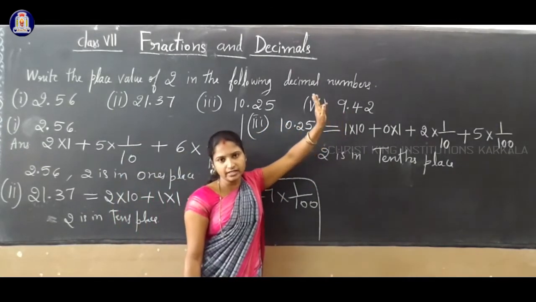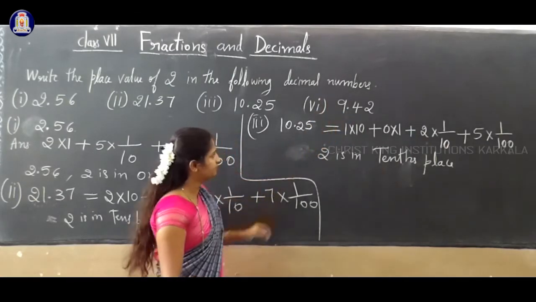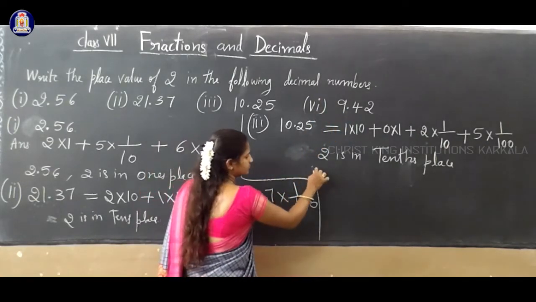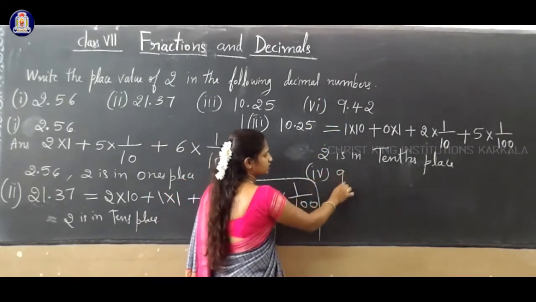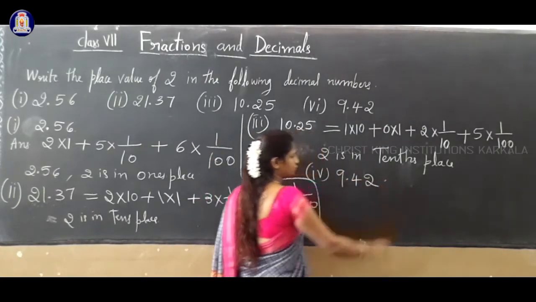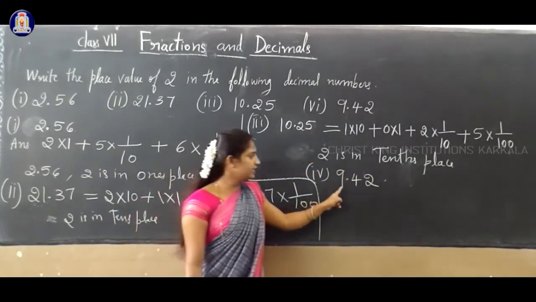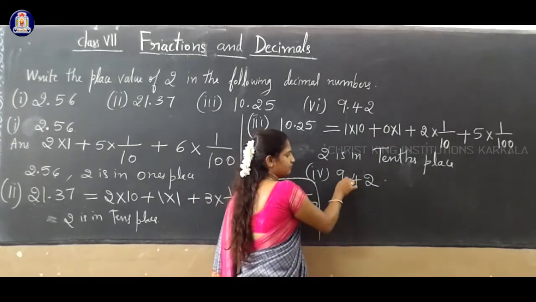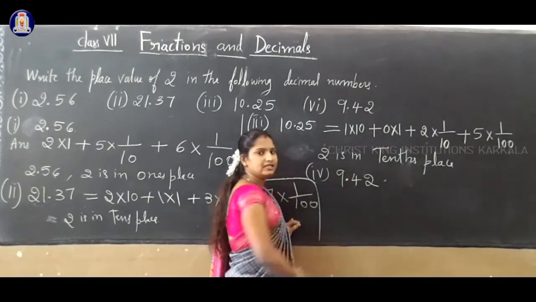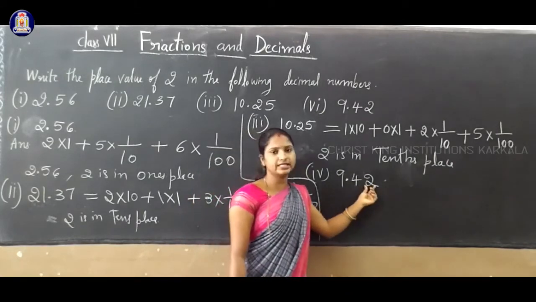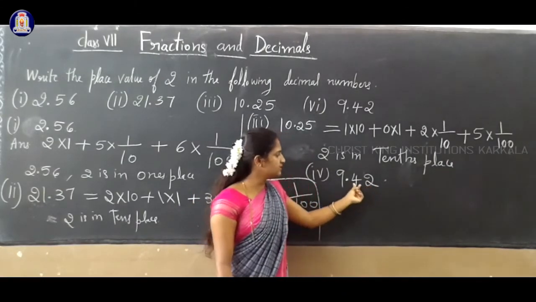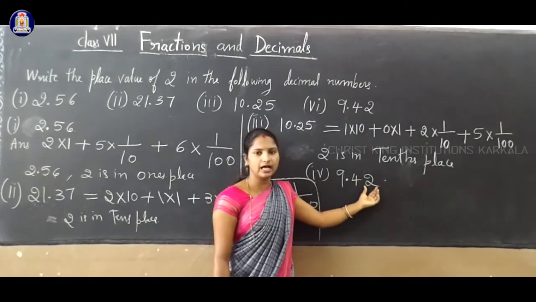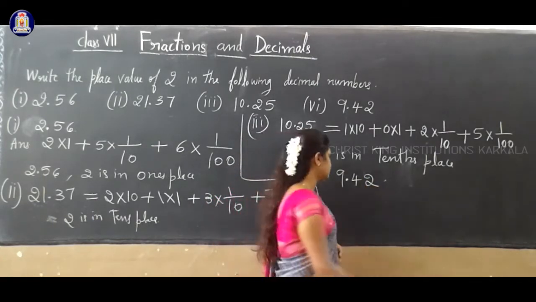Next, the fourth question, 9.42. In this, 9 is in ones place. After the decimal point, 4 is in tens place and 2 is in hundreds place. So how to write this?